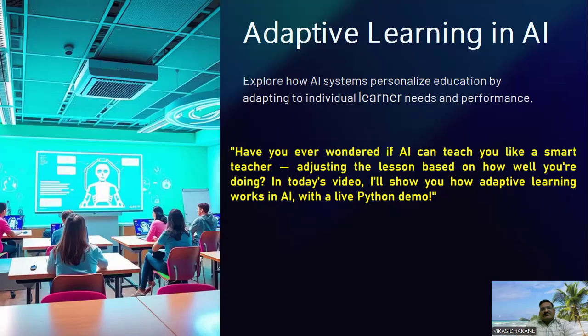Here today we'll try to understand how the AI system can help us in the education system by adapting to the individual learner's needs and performance. First we'll understand what exactly is meant by adaptation or adaptive learning. Adaptation is nothing but getting adjusted as per the needs of the learner, or as per the understanding of the learner, or as per the performance of the learner.